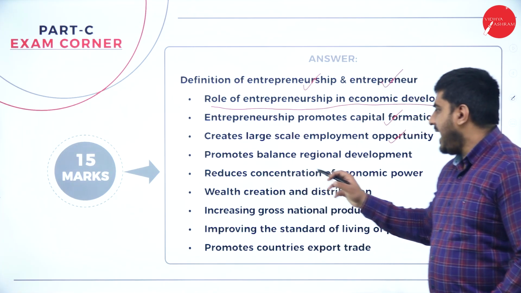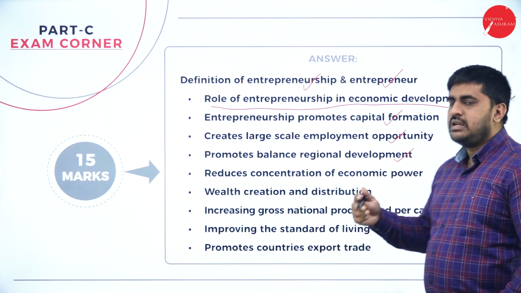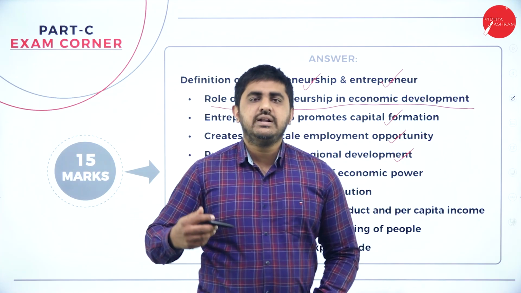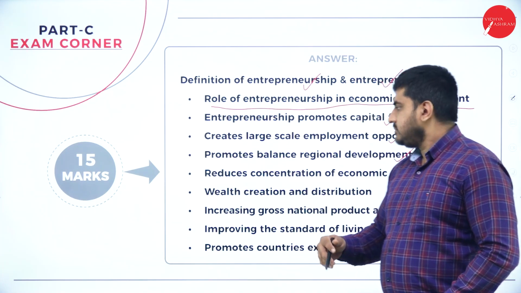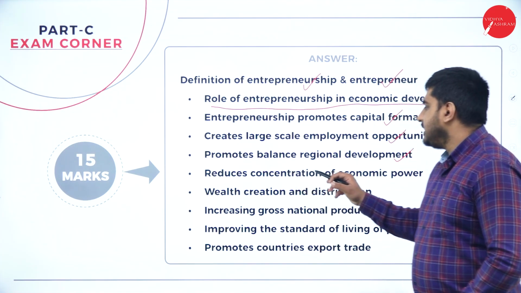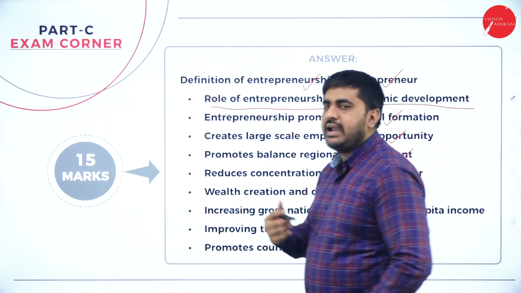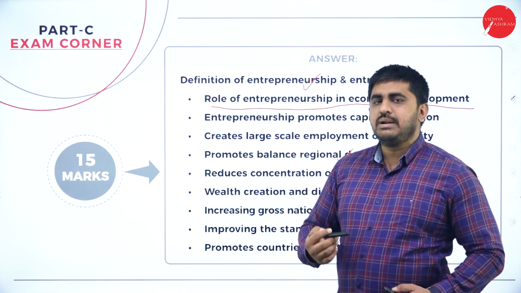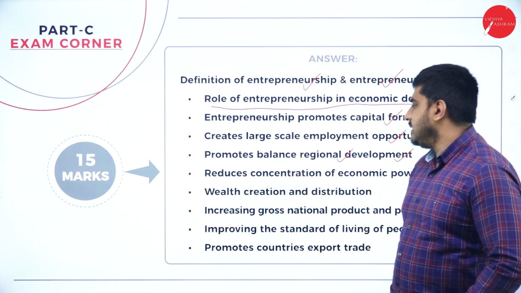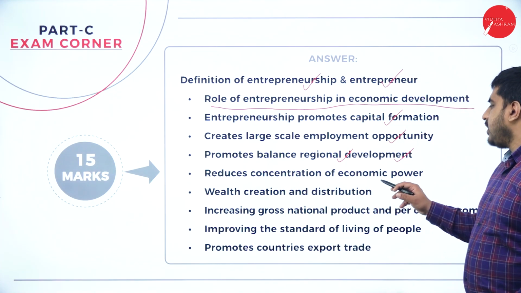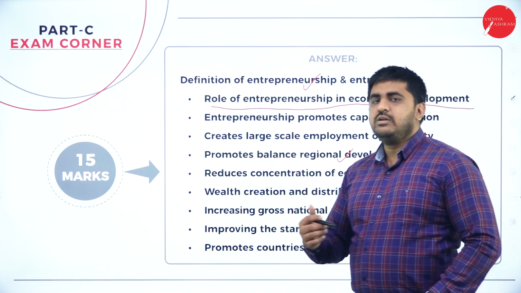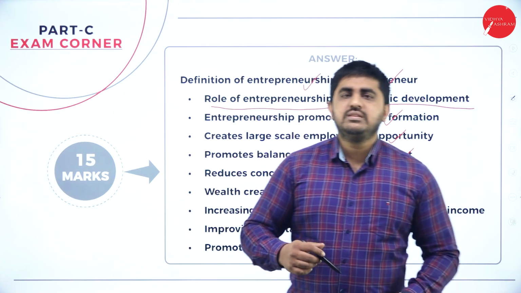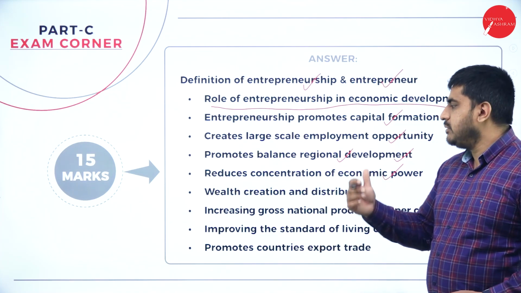Next, promotes balanced regional development. For example, when an entrepreneur starts a factory or a manufacturing unit in a rural area, that rural area gets balanced regional development. There people get employment, and on top of that they get quality products at reasonable price. So they are developed. That is the meaning. Reduces concentration of economic power. That is, it reduces the concentration of economic power with only a few people by coming out with more enterprises. That is the meaning.